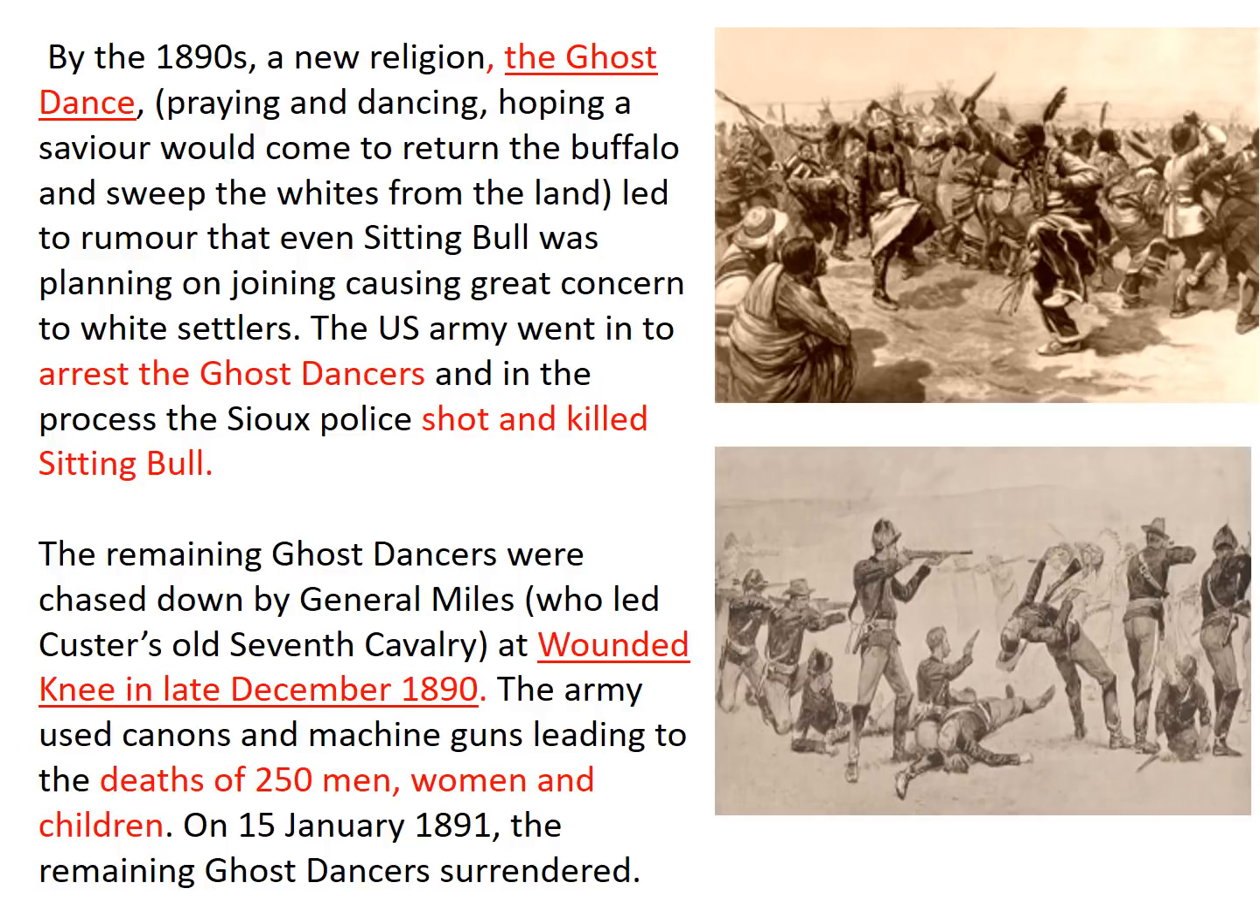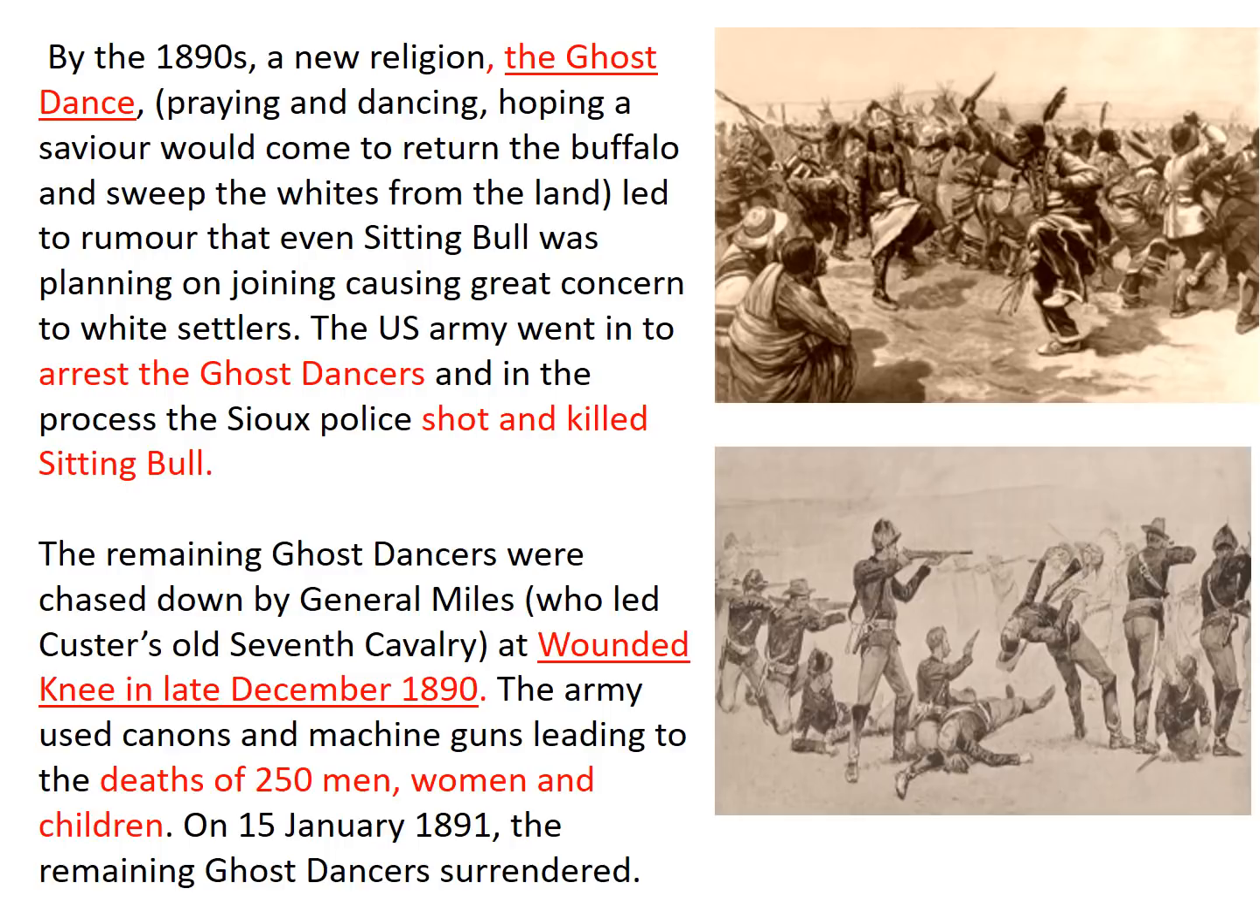In the 1890s, we got a new religion, the Ghost Dance. It's basically a prayer and a dance, hoping for a savior to return the buffalo and sweep the whites from the land. There were rumours that Sitting Bull was involved in it. The US Army went to arrest the ghost dancers, and in the process, the Sioux police shot and killed Sitting Bull.